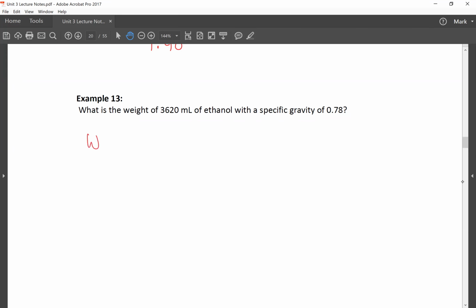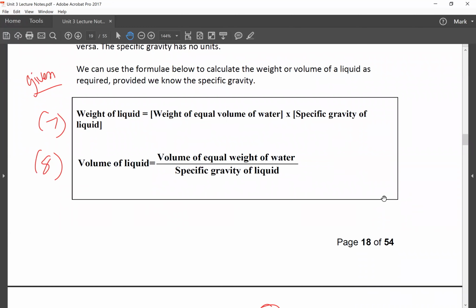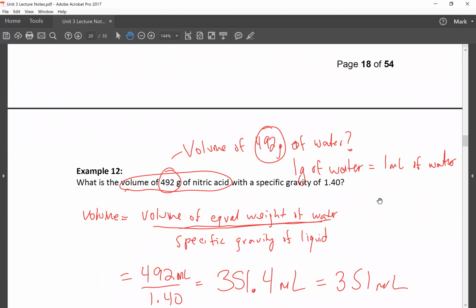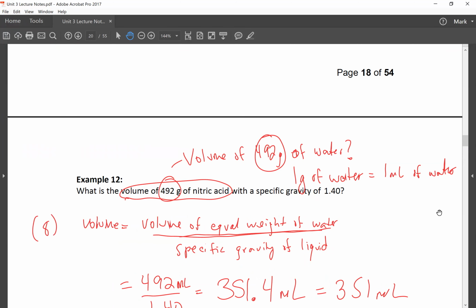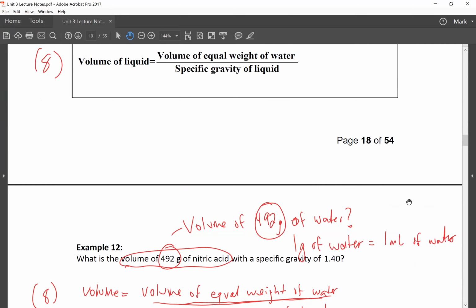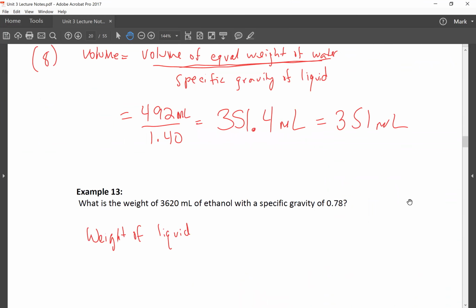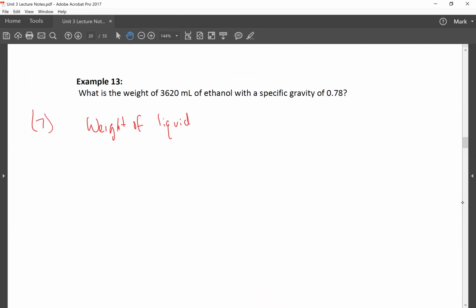We're looking for the weight of the liquid. And these formulas, by the way, guys, I am literally just writing these two formulas up here. In question number 1, I use formula 8. In question number 13, I'm using equation number 7. So this is where these equations come from.